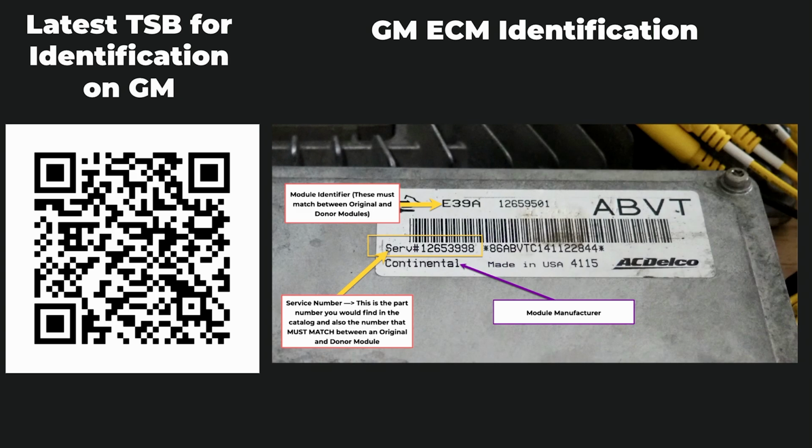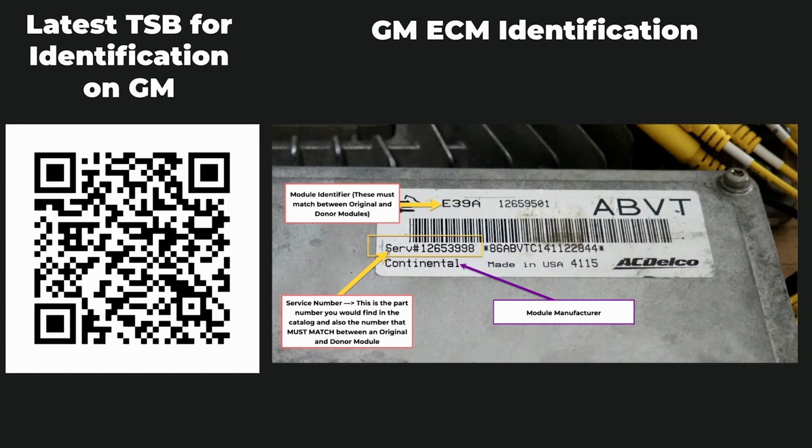So this is just an example on General Motors. If you look at the TSB on the QR code here, it outlines a number of vehicles that you cannot use used control modules in. So again, really useful information, and the manufacturer of the vehicle is not making any secret of this. They are trying to make you fully aware.